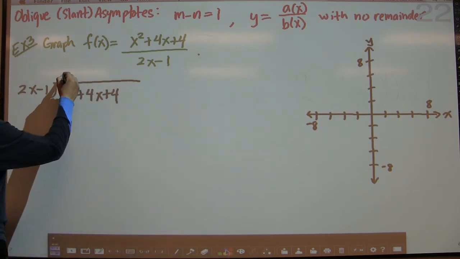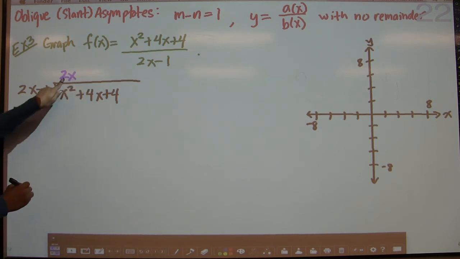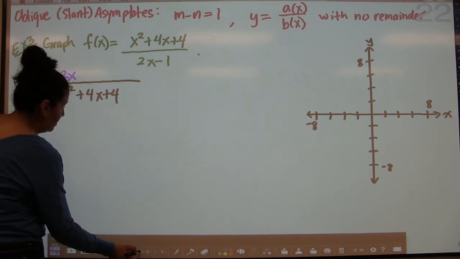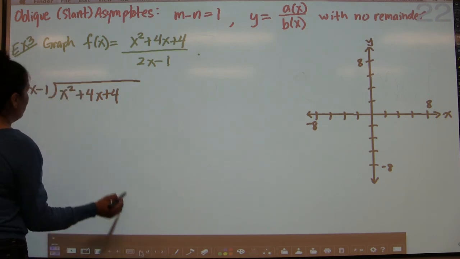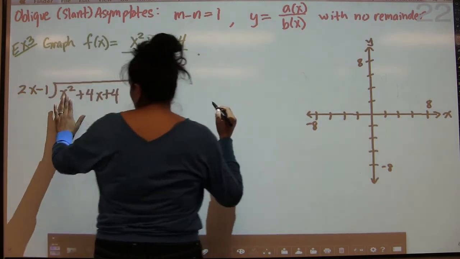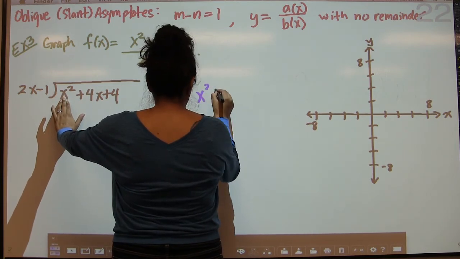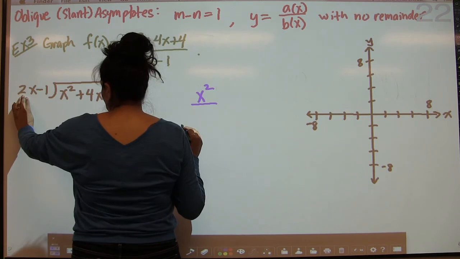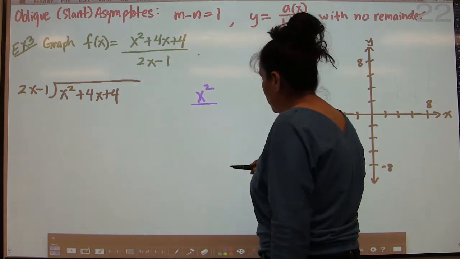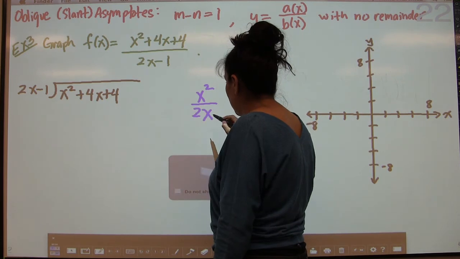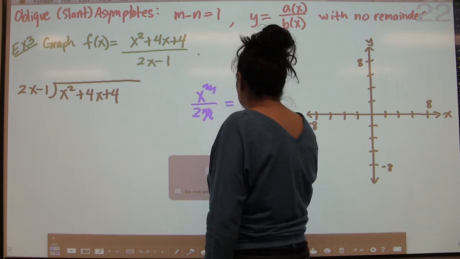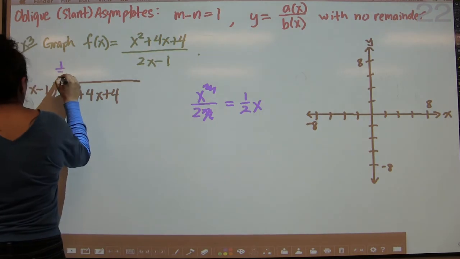If you don't know what to put up there, you always take the ratio of the leading term of the numerator, so that's x squared, divided by the leading term of the denominator, which is 2x. So x squared over 2x. The x on the bottom is going to cancel with one of the x's on top, so you're going to end up with 1/2 x. That's what needs to go right here, 1/2 x.